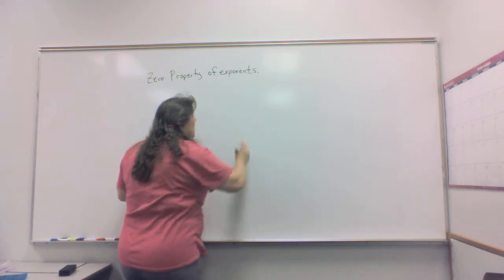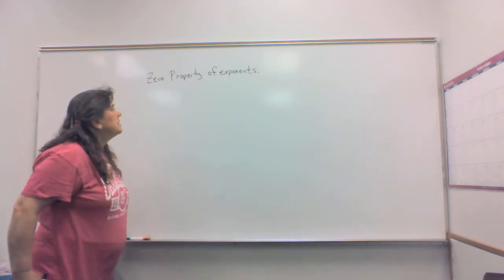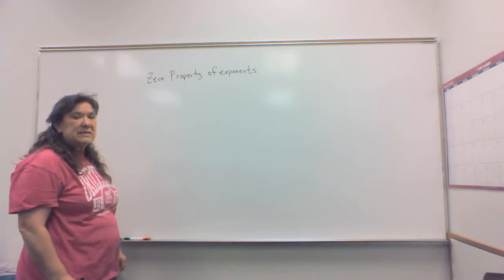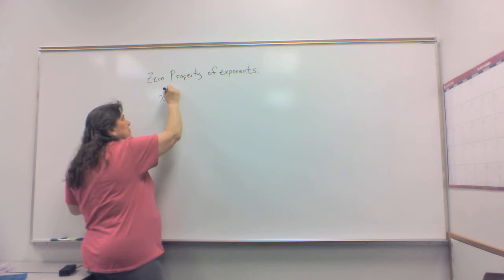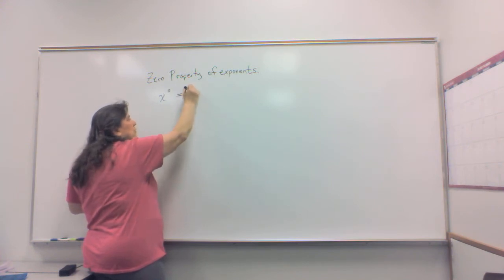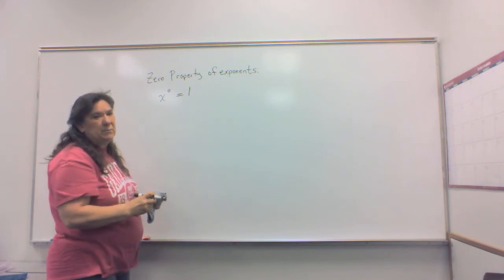And the zero property of exponents is really important, okay? The zero property of exponents says, if I have anything to the 0 power, it is equal to the number 1. And I'll show you why in a bit.